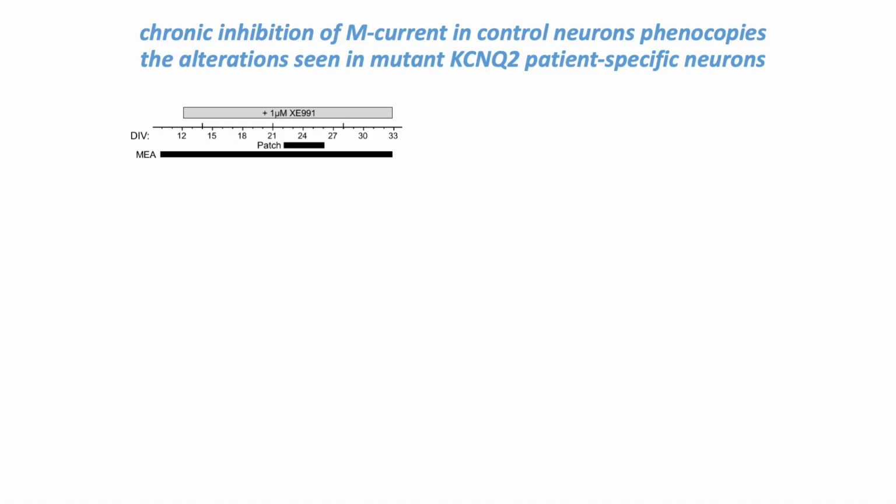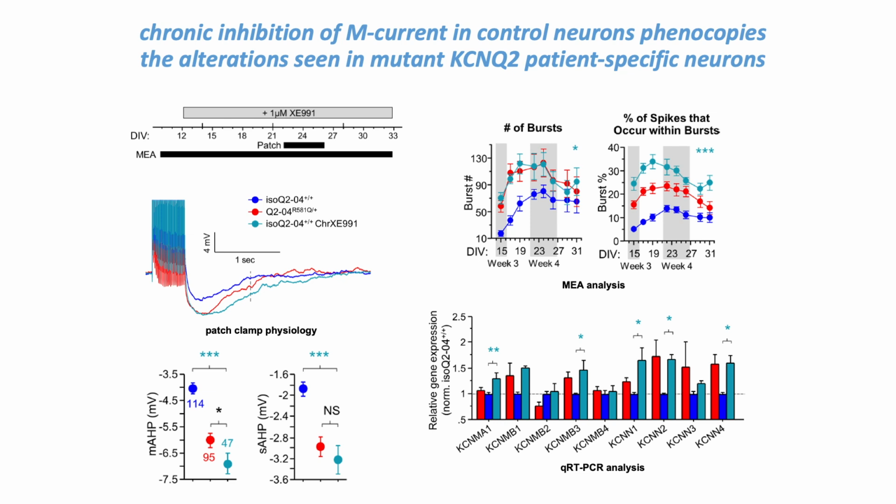We next wanted to ensure that these rather unexpected changes we identified were indeed driven by the primary defect of the mutation on the M-current itself. To test this idea, we chronically treated control neurons with a specific M-current blocker known as XE991 and assessed neuronal activity by single-cell patch clamp, multi-electrode arrays, as well as by quantitative real-time PCR. We found that chronic inhibition of the M-current in control neurons phenocopies the alterations seen in mutant KCNQ2 patient-specific neurons.